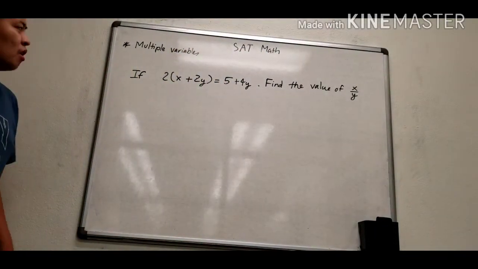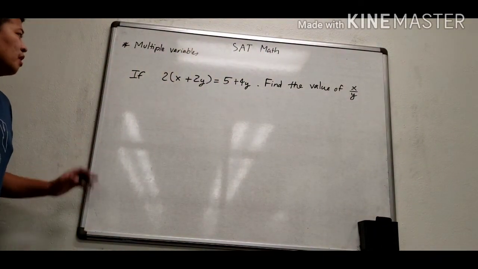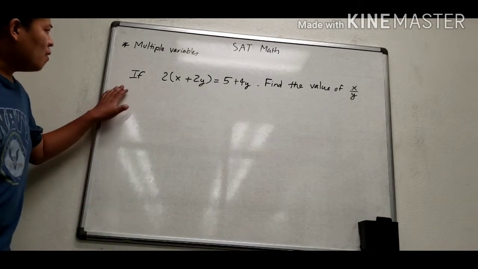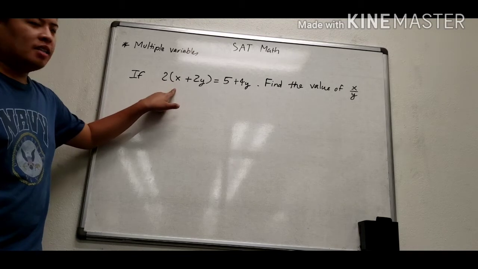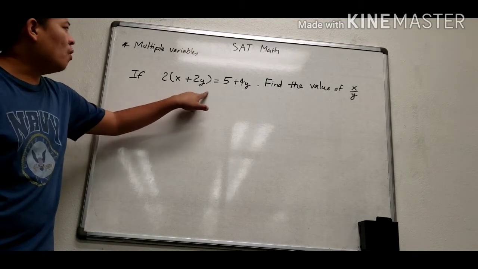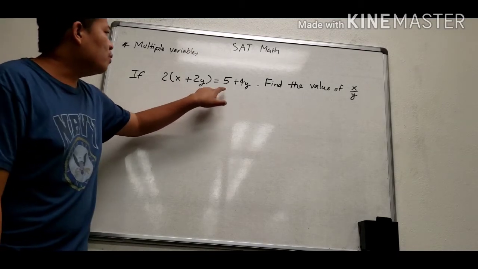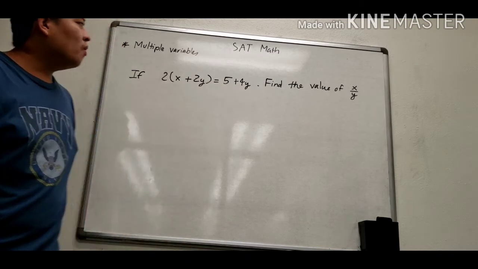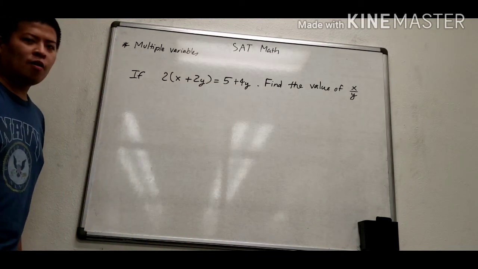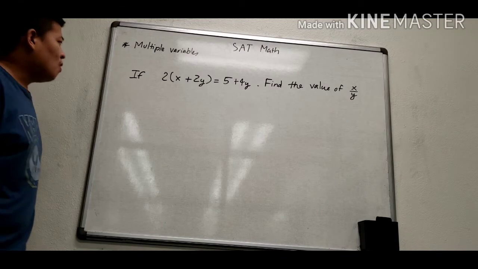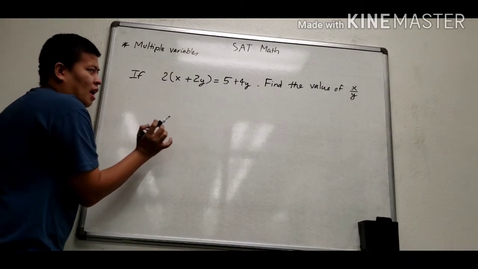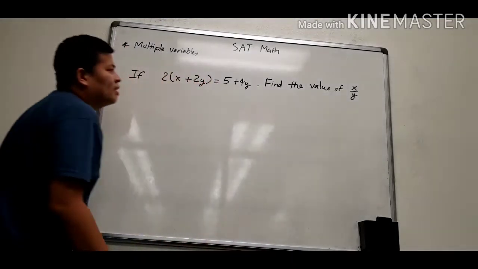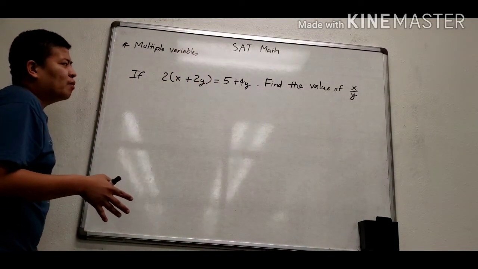So the next one we talk about multiple variables again. We have: if 2 multiplied by (s plus 2y) equals 5 plus 4y, find the value of s over y. So in the SAT math, they will provide one equation, and they ask about s divided by y. This is about multiple variables.